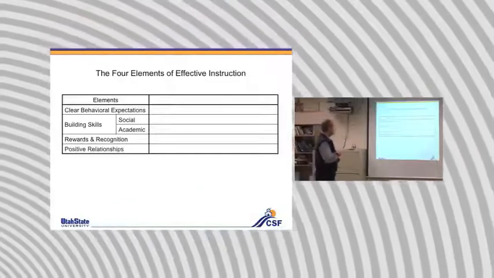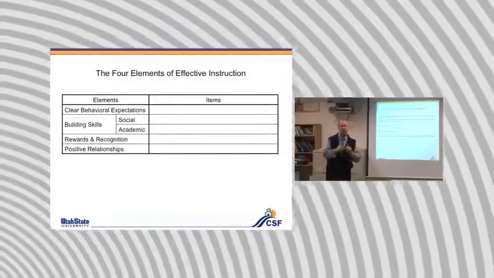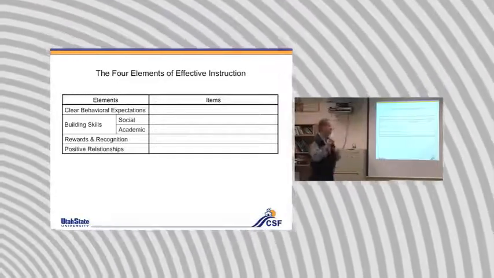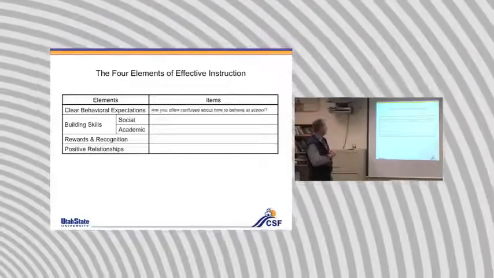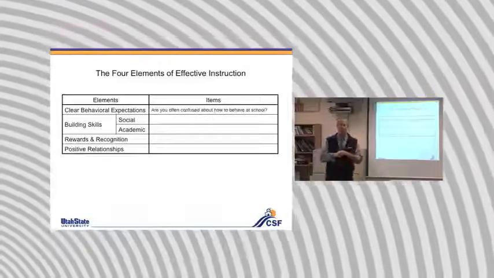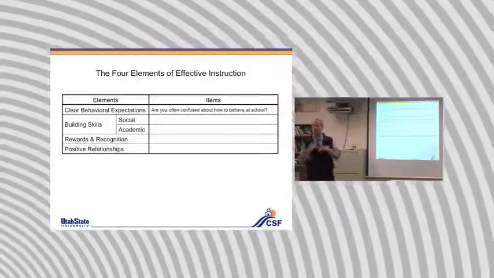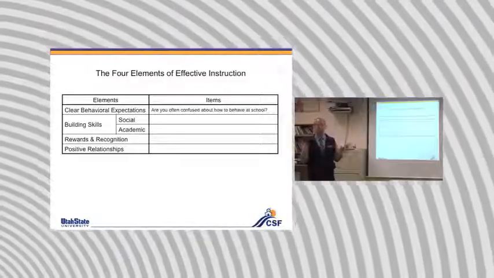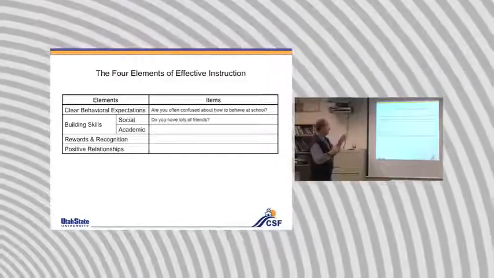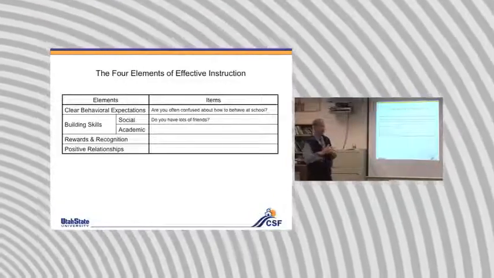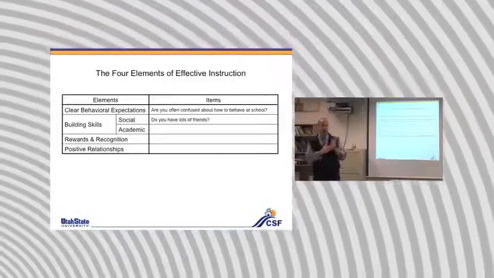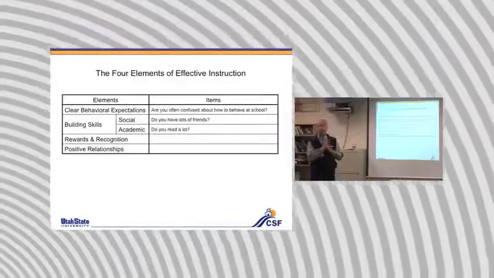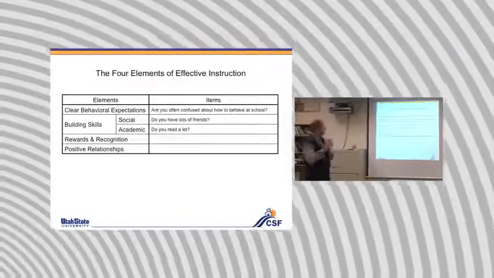Let's go ahead and look at the questions that we use. Now remember, these are 2nd through 6th grade kids, so this is elementary, but the questions are very similar for the older kids. So we asked, are you confused about how to behave at school? This is how we got to expectations. We're actually asking in the reverse because we felt if expectations were clear, they wouldn't be confused at any point. Do you have lots of friends? These are the consequences of having good social skills. Next one. Do you read a lot? Which is the consequence of having academic skills.